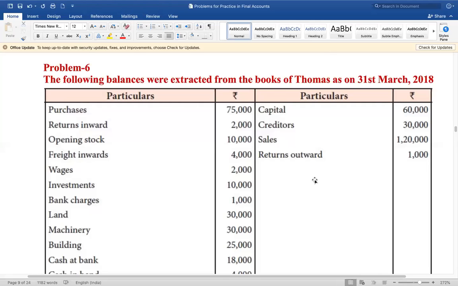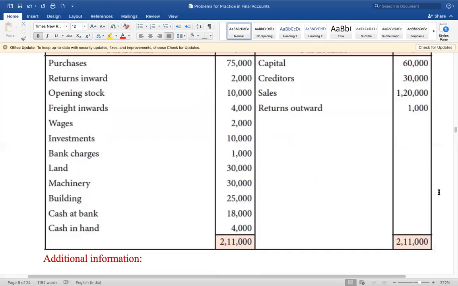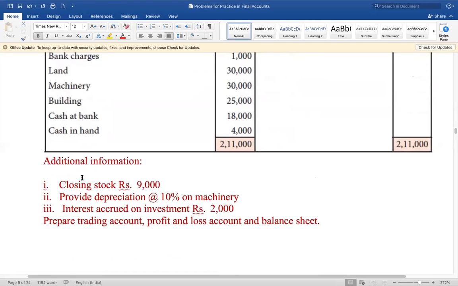Problem number 6. The following balances were extracted from the books of Thomas as on 31st March 2018. So these are the balances drawn from the trial balance, and there's additional information given. There are 3 points in the additional information: a closing stock of 9,000, a depreciation of 10% on machinery, and interest accrued on the investment, 2,000. The question here is: prepare trading account, profit and loss account, and balance sheet.